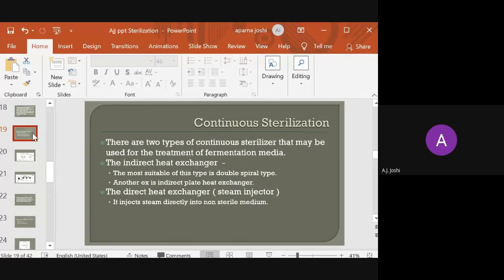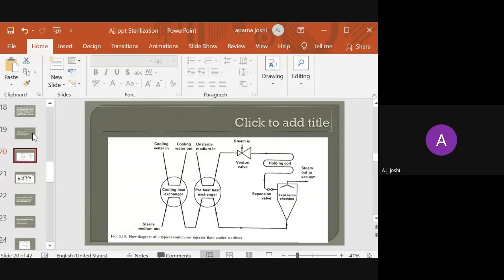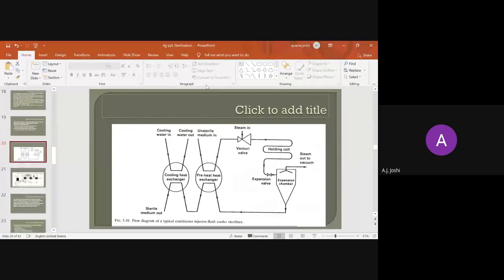So overall, there are advantages and disadvantages of both of these heat exchangers, but there is no need to go into the details or depth of these heat exchangers. That is the little bit of correction or addition to our previous discussion. Now this is the diagram, again from the Whitaker book, the schematic presentation or flow diagram of a typical continuous injector flash cooler sterilizer. It is the diagram which represents the injector flash cooler sterilizer.